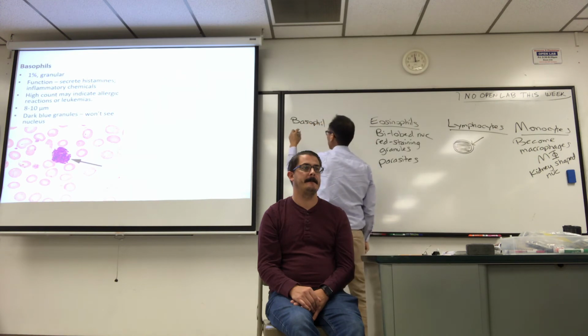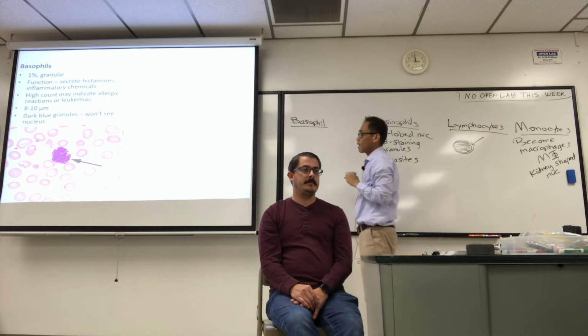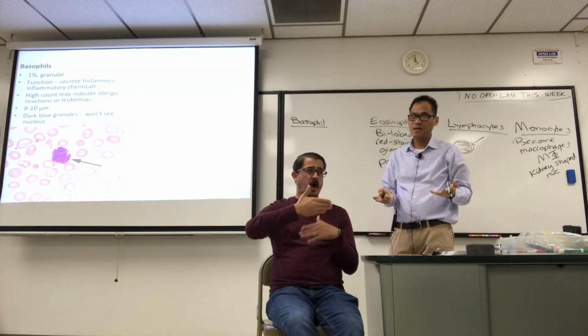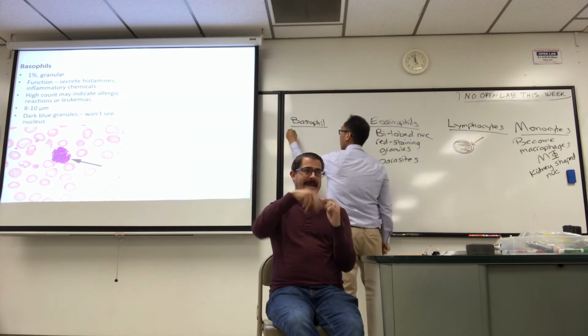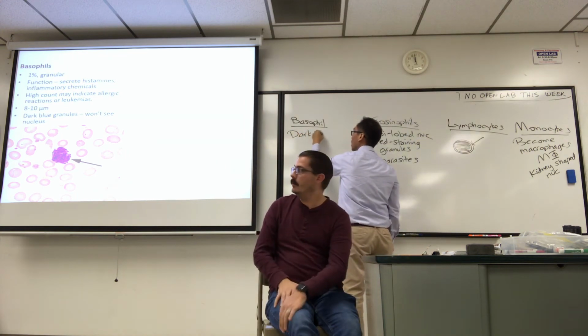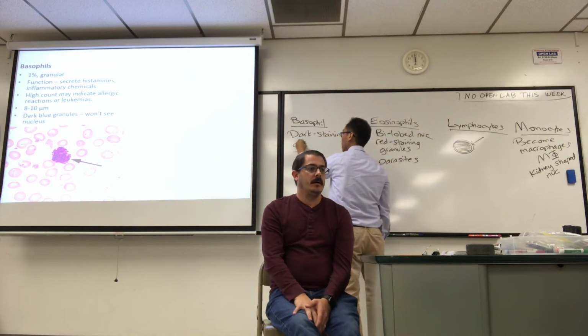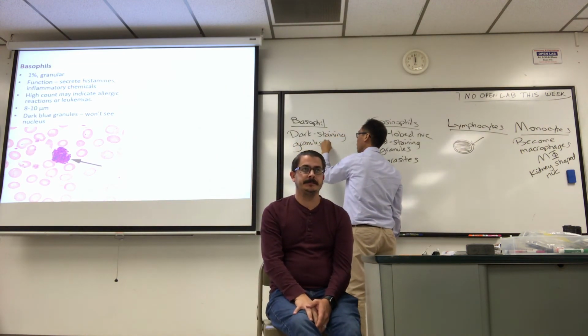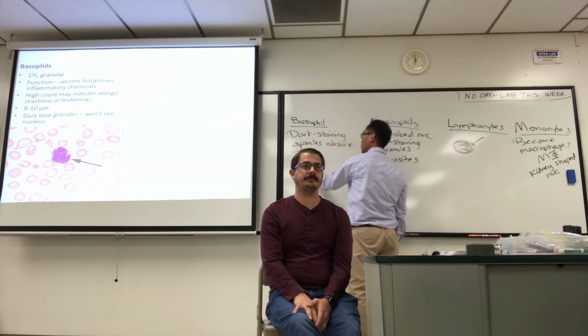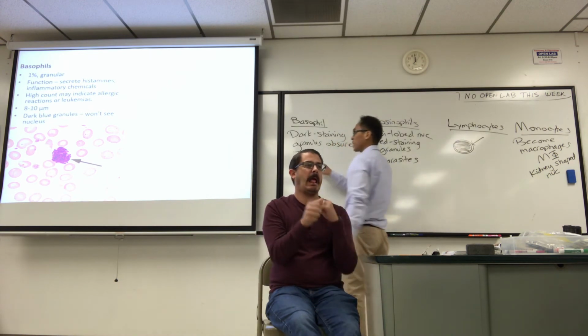The basophil, well, you can't see the nucleus. The dark staining granule stains so dark, it obscures the nucleus. You can't see it. Dark staining granules obscure the nucleus. That's how you know you're looking at one.